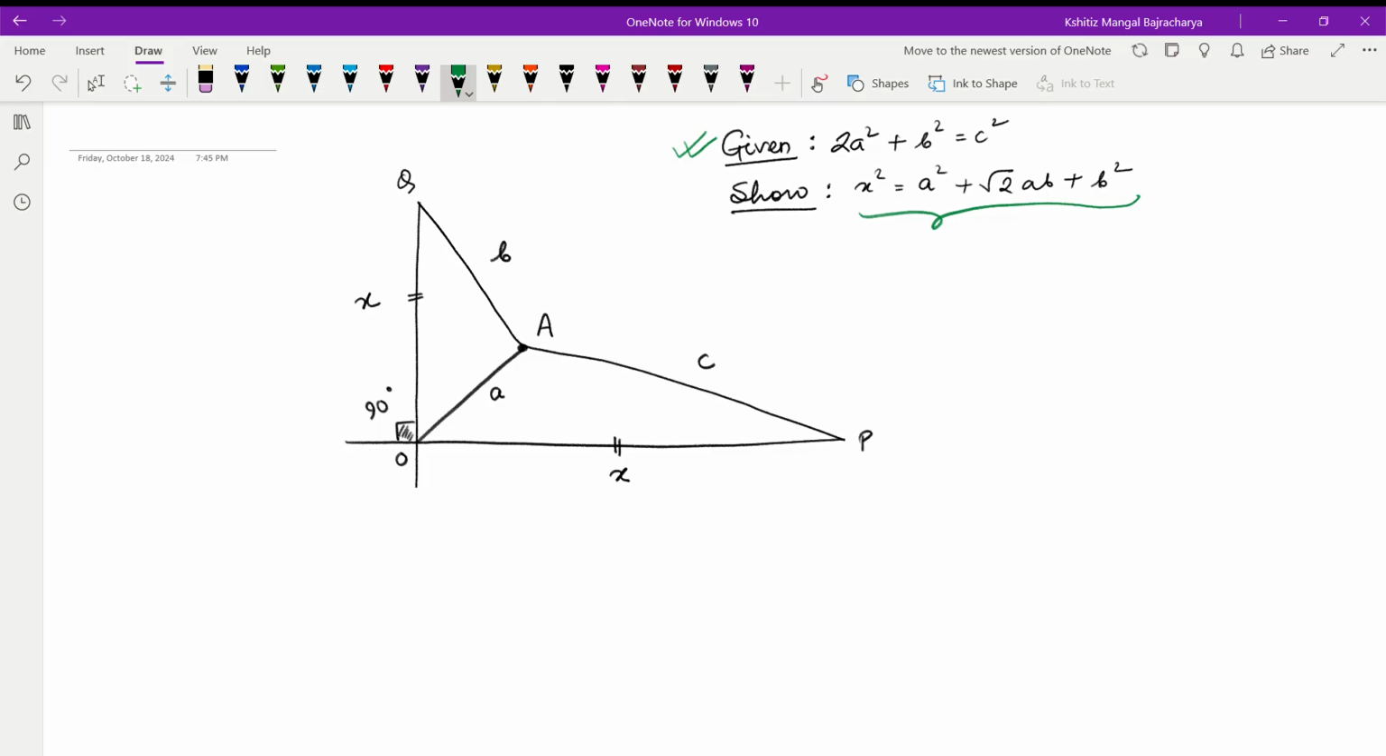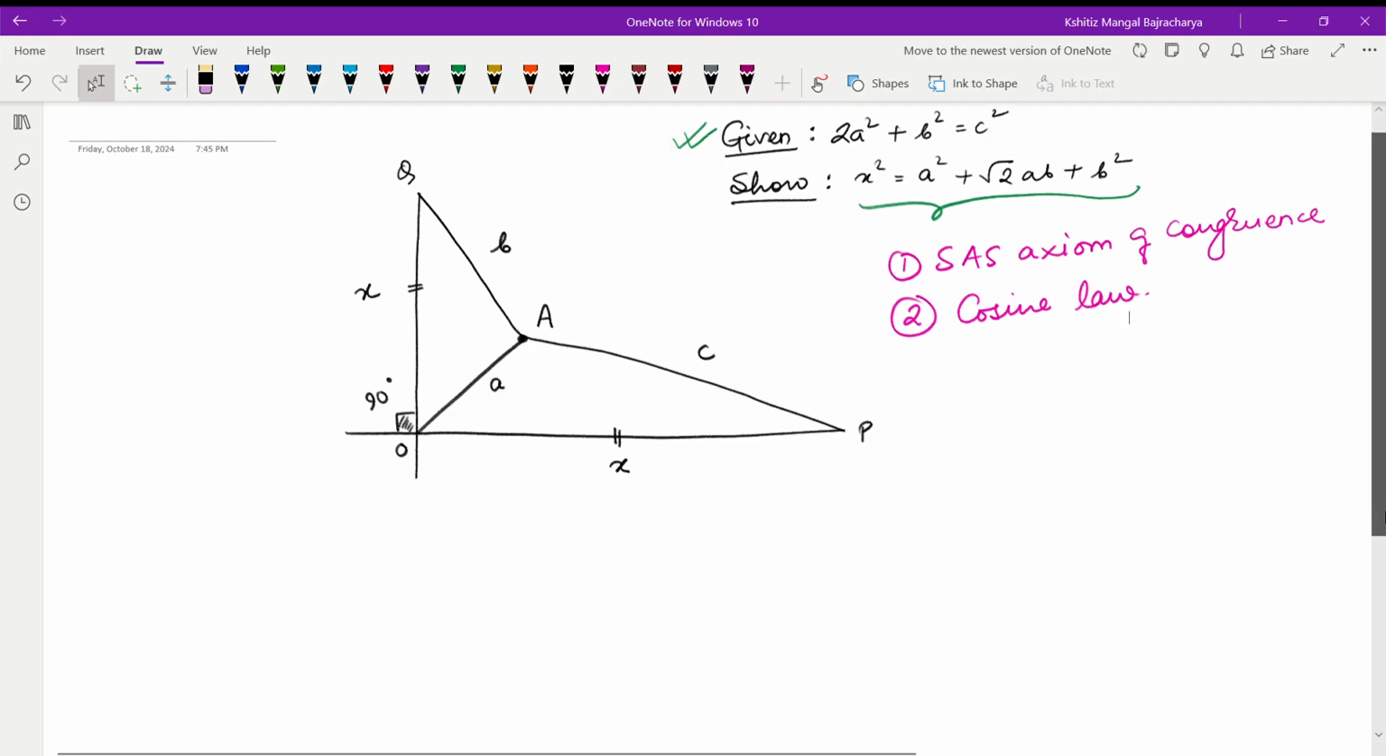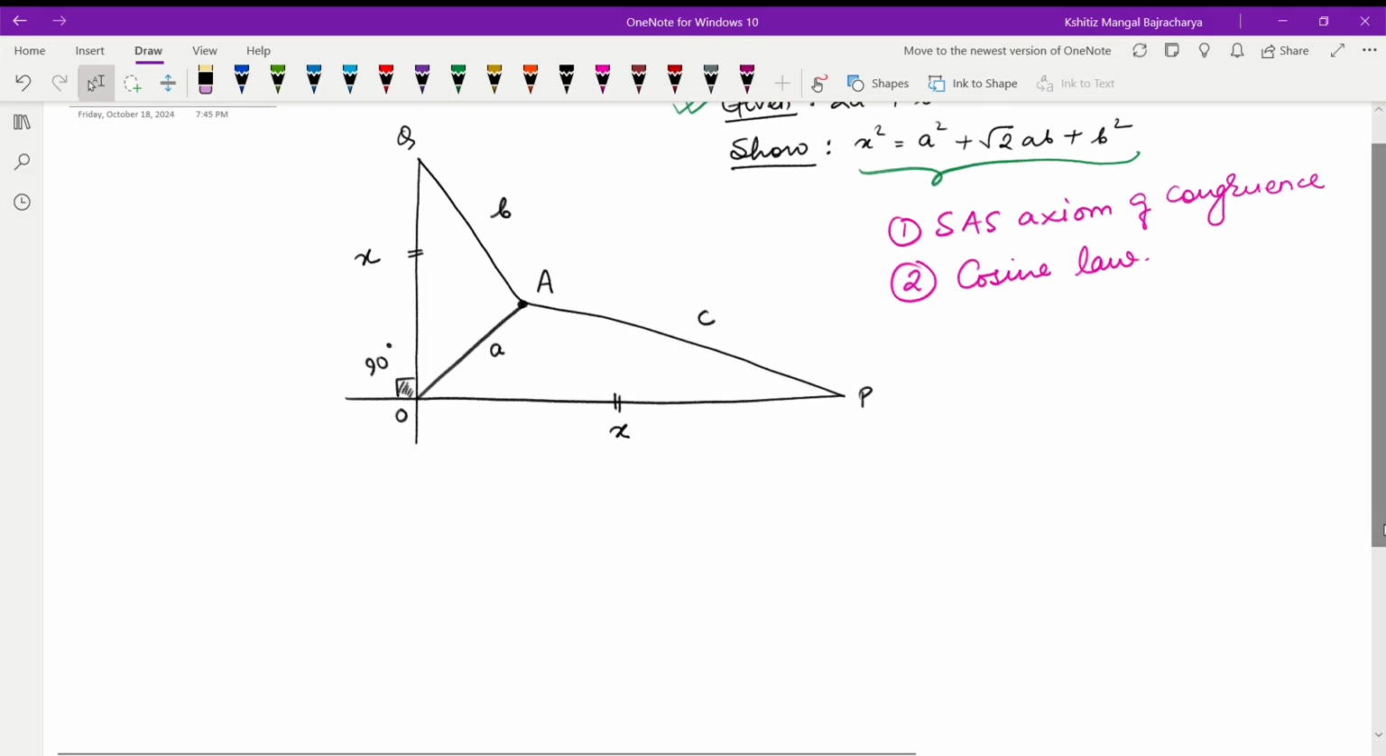Now to do this we're going to use two things. First, we're going to use the SAS axiom of congruence, and second, we're going to use the cosine law. Now, first of all, let's try to use the SAS axiom of congruence.